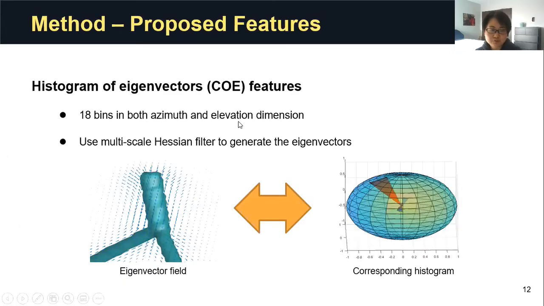The second proposed feature is the histogram of eigenvector feature. For example, we use the eigenvectors of a Hessian filter, and we can see an eigenvector field in the lower left figure here. Then we convert this eigenvector field into the corresponding histogram, and we collect the counts in the histogram and turn them into a HOE feature.